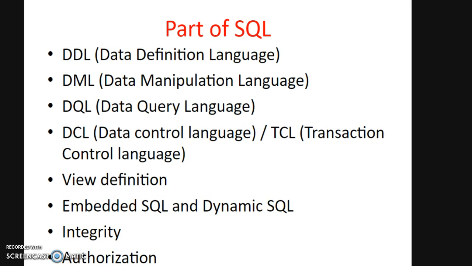Next one is Embedded SQL and Dynamic SQL. It is used to define how SQL statements can be embedded within general purpose programming languages such as C, C++ and Java. Next one, integrity. Integrity means the SQL DDL includes commands for specifying integrity constraints that the data stored in the database must satisfy. Next one is authorization. The SQL DDL includes commands for specifying access rights to relations and views.